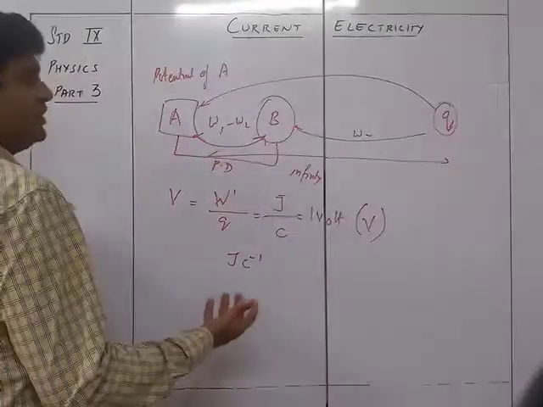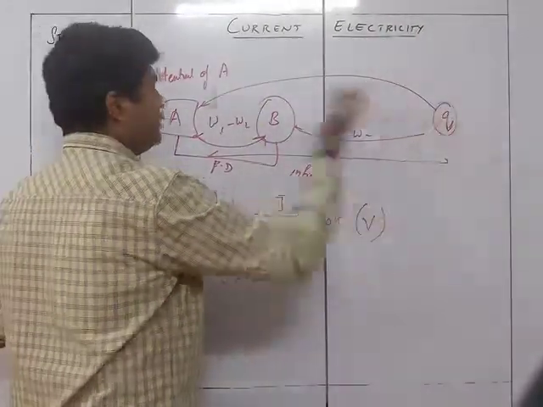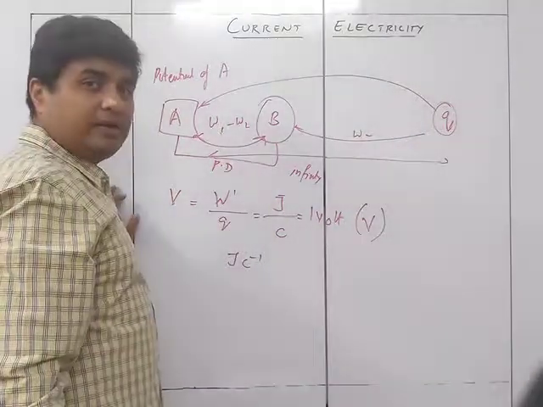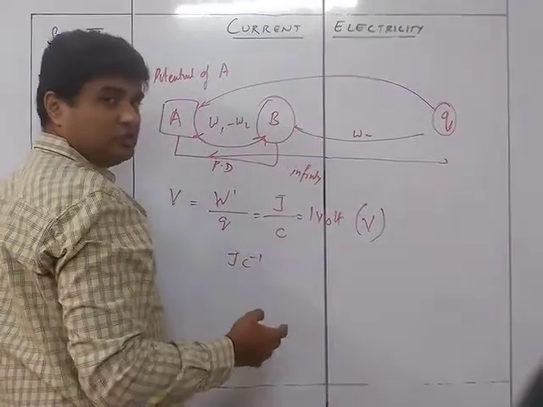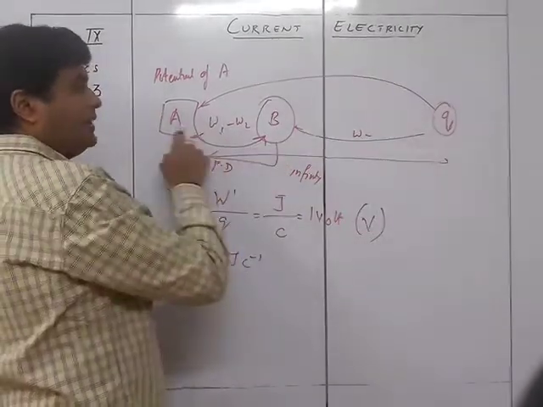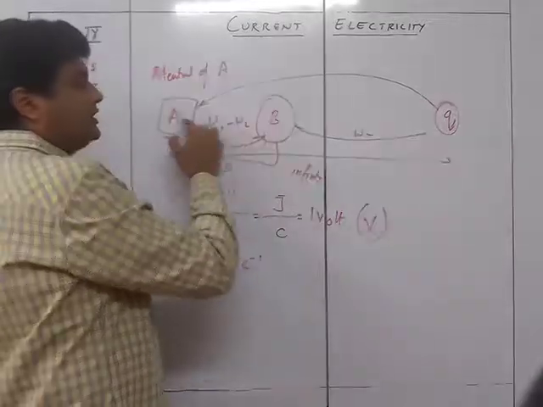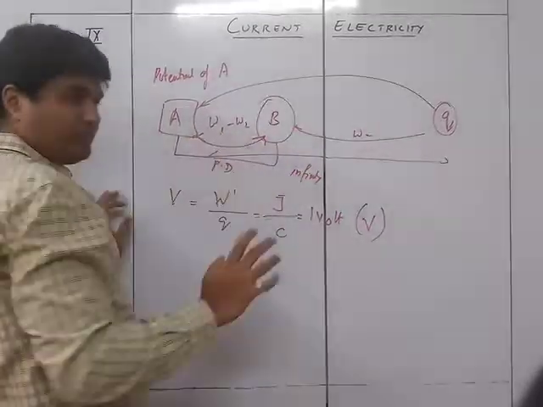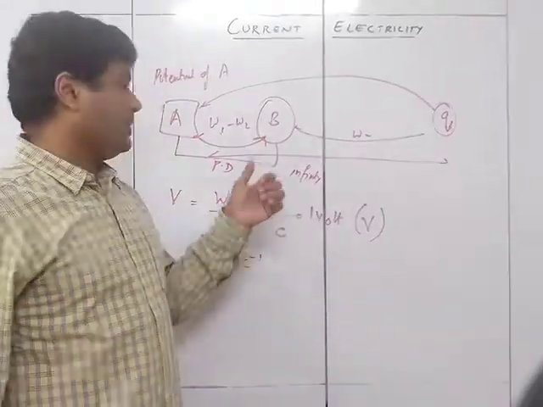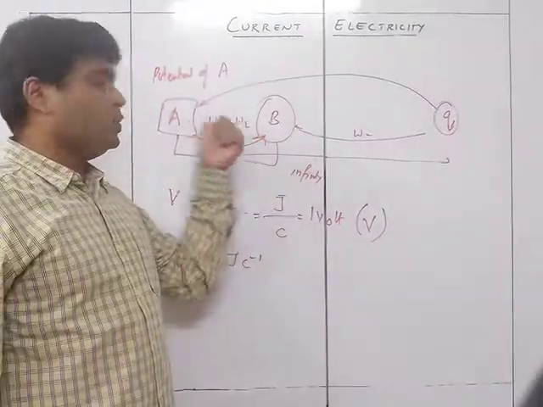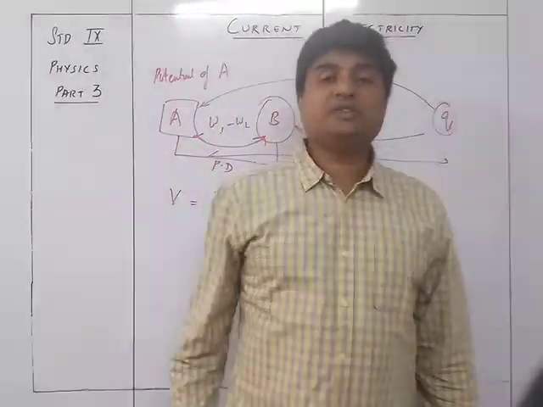Suppose I say that from here to here the total amount of work required is 10 joule, and from here to here the total required is 7 joule. Then the work done from here to here is what? 10 minus 7 is 3. So that's why 3 is the potential difference between A and B. So potential difference between two points is the work done in bringing a unit positive charge from B to A or A to B, whatever it is, depending upon which is at a higher potential.